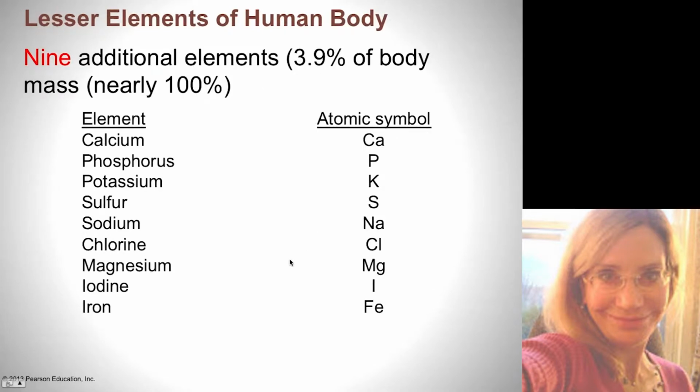The lesser elements of the human body include 9 additional elements that make up another 3.9% of body mass. So we have the elements listed here: calcium, phosphorus, potassium, sulfur, sodium, chlorine, magnesium, iodine, and iron. Some of these atomic symbols were obtained from the Latin name for the element, so sometimes it doesn't look like it would be, for example, it's not the first letter of that English term.